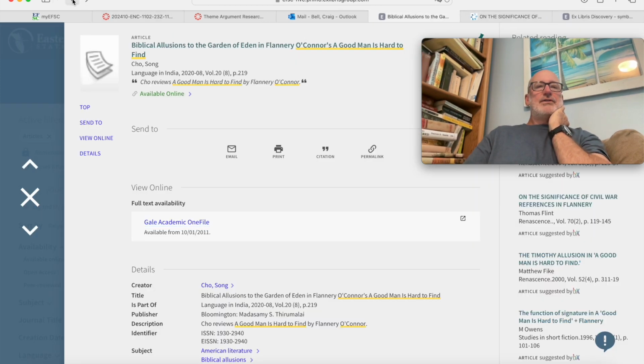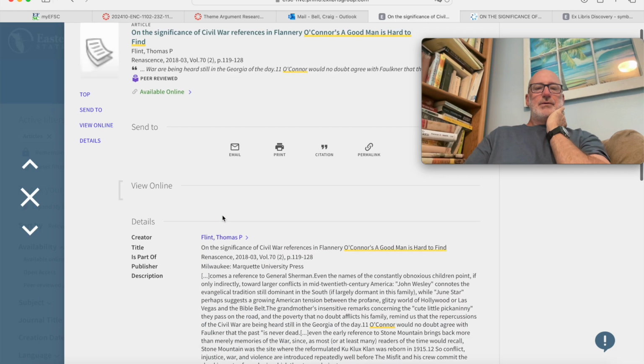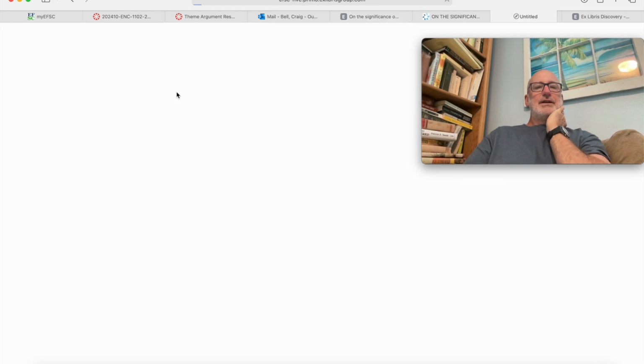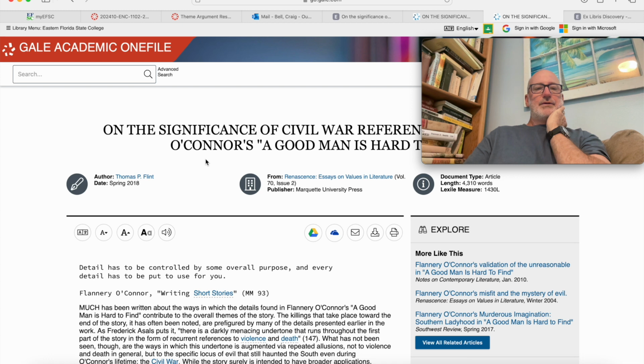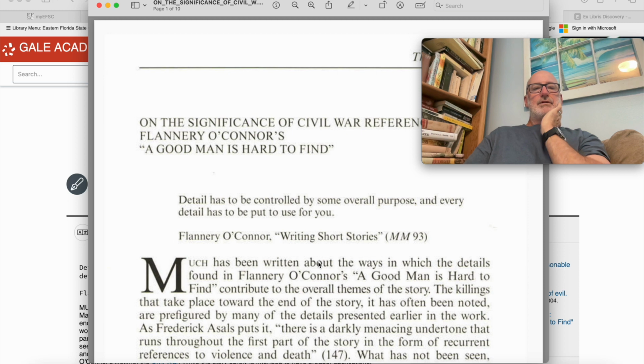However, let's go back to "On the Significance of Civil References." This is peer reviewed. That's a good thing for me. It's available online. Let me go here. Where is it available online? This Gale as well. I'm going to go here. I've clicked onto Gale. I like to download the article, so I download this. It's going to go to my downloads here, and here's my article.